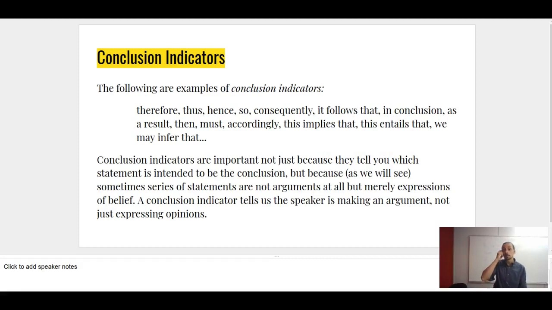So the following are examples of conclusion indicators. You could find conclusions when you're looking at a passage of text and putting it in standard form. For example, we have therefore, hence, consequently, it follows that, in conclusion, accordingly. Now, conclusion indicators are important, not just because they tell you which statement is intended to be the conclusion, but because sometimes series of statements are not arguments at all, but merely expressions of belief. However, a conclusion indicator will tell us that the speaker is in fact making an argument and not just expressing an opinion or giving you information.